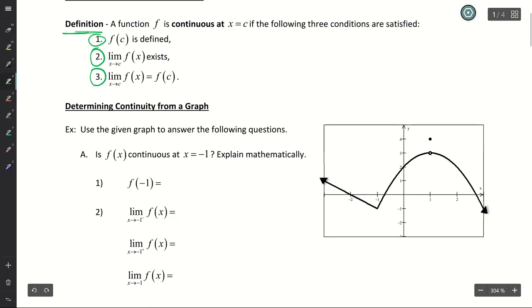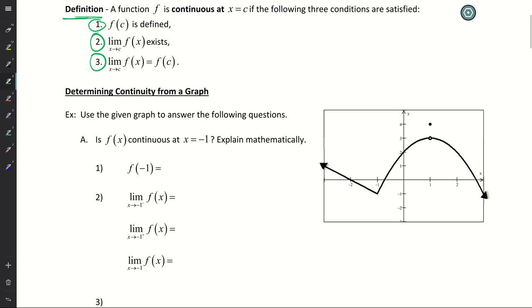All right, so on here it says use the graph to the right to answer the following questions. Is f of x continuous at x equals -1? Explain mathematically. What I mean by explain mathematically is to use the definition, and then if a piece or two or three is not met, then say so.